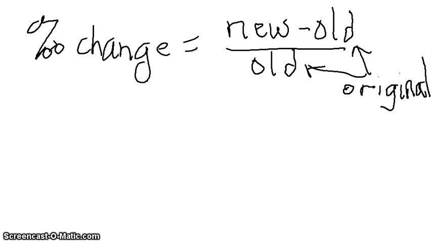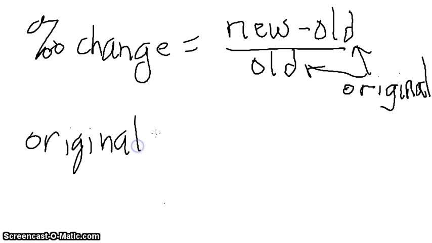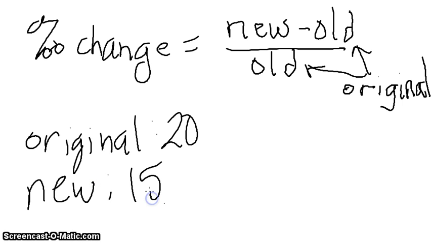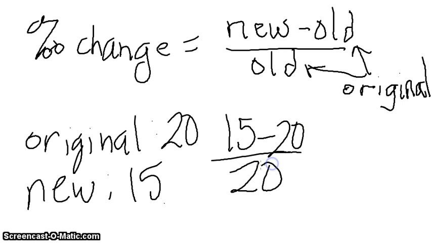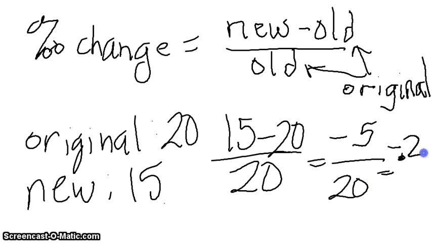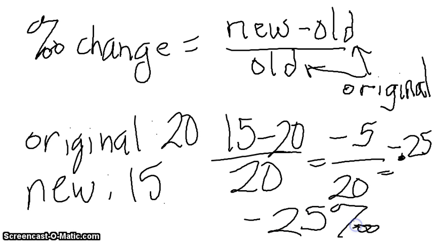So for instance, let's flip it around. What if your original was 20 and your new was 15? Well, I would do 15 minus 20 over 20, and that gives me negative 5 over 20. So that would be negative 0.25. So that is negative 25%, or you might just say that it's a decrease of 25%. That's also an option. So that is how you can find the percent change.